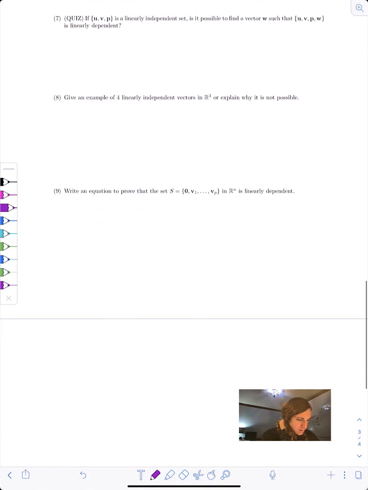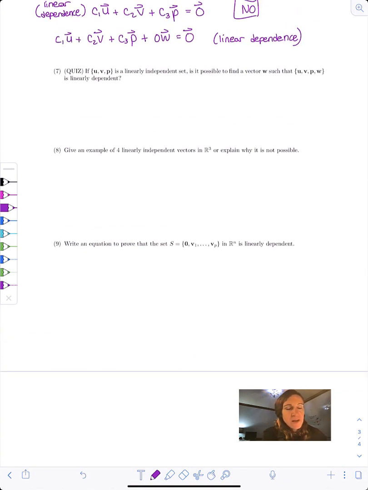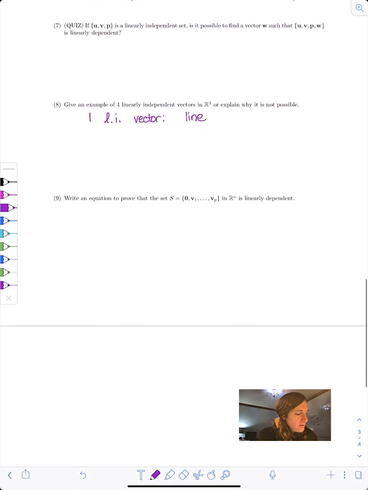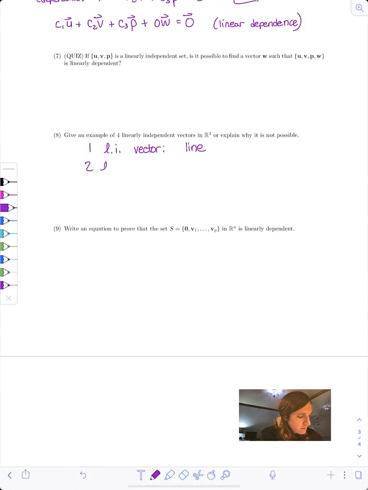Okay, so our last two questions are again talking a little bit abstractly. So given an example of 4 linearly independent vectors in R3, or explain why it's not possible. Well, let's think about what happens if you have one linearly independent vector. You get a line, right? You just get that line. When you have two linearly independent vectors, they point in different directions. And so geometrically, they create a plane, which is something that's 2D.